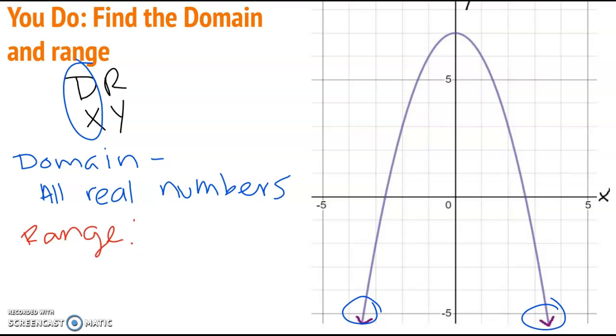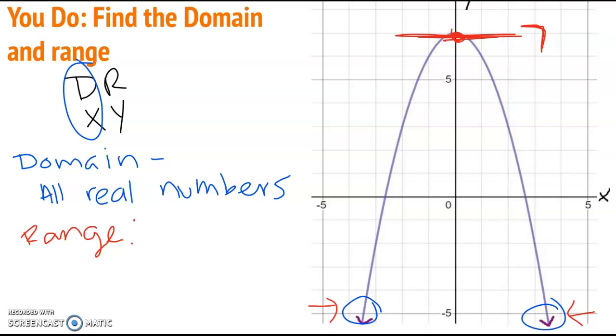Range, remember, is from lowest to highest. At this moment, I'm going to be looking for my lowest points. That means the furthest down from my graph. And I noticed that it has arrows. Well, I'm going to leave it like that. And I want to find the highest point. I see my highest point is right here. And I notice that it is at 7. And it is a positive 7.